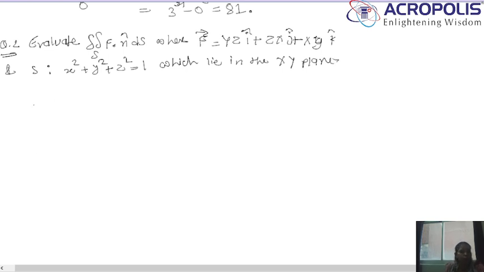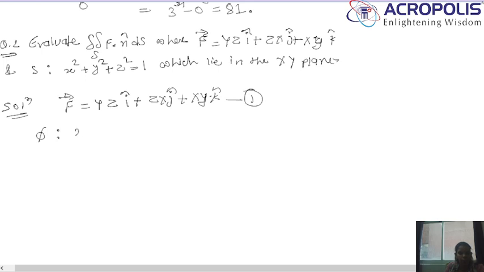Now, given F is yz i plus zx j plus xy k, say equation number 1, and the defined surface is the equation of the sphere x square plus y square plus z square minus 1.